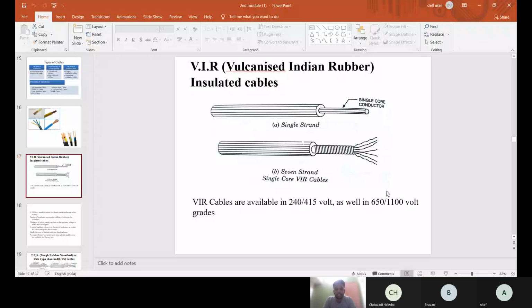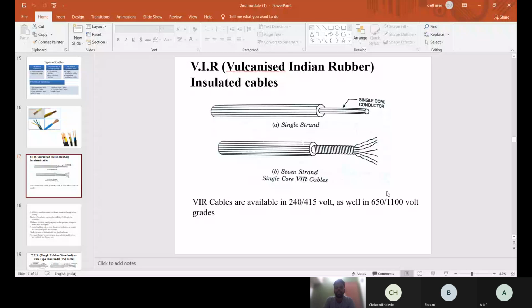It consists of a tinned copper conductor covered with a layer of vulcanized Indian rubber insulation. Over the rubber insulation, a cotton tape sheathed covering is provided, which is moisture resistant, because if some moisture is there, they need to remove that moisture. For that purpose, they normally use cotton to remove moisture, and wax or other insulating materials to make the cables moisture proof. The copper conductor is tinned to provide protection against corrosion.